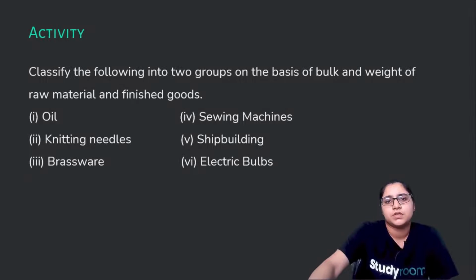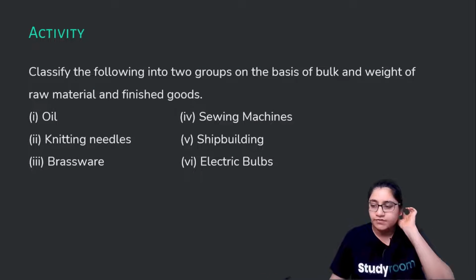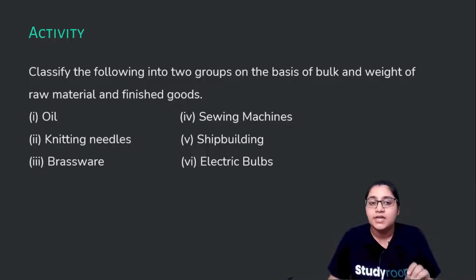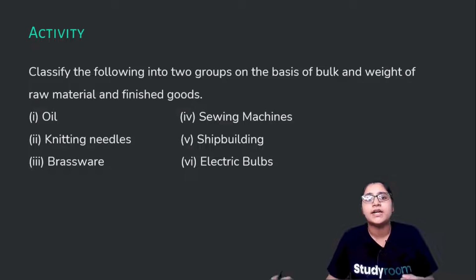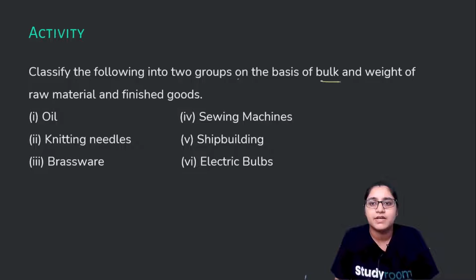Alright. So this is an activity where you have to classify the following into two groups on the basis of bulk and weight of raw materials and finished goods. All right. So brassware.